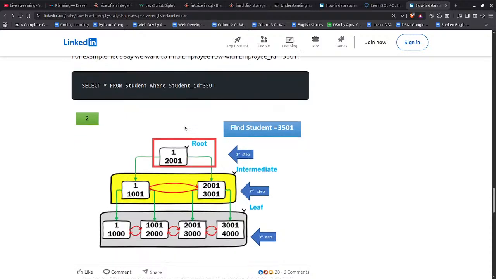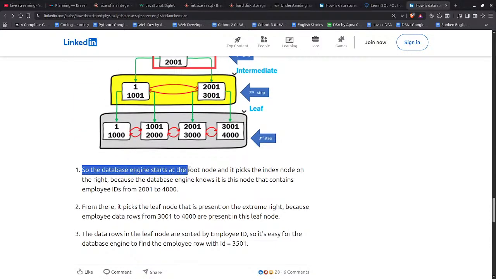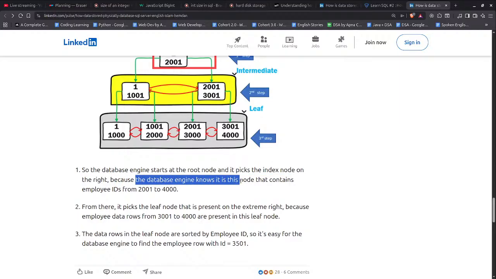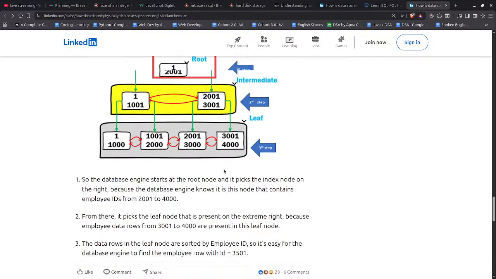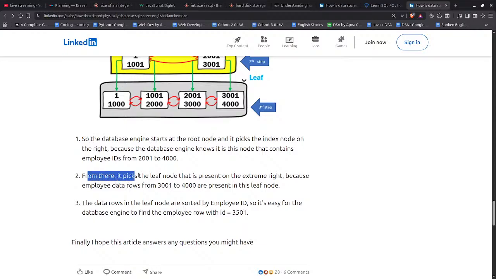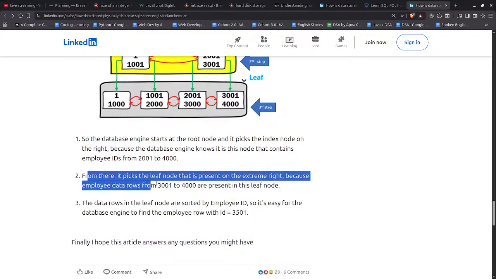So let's have an example here. The database engine starts at the root node and picks the index node on the right. It picks the right because the database engine knows it is this node that contains employee id from 2001 to 4000, right? So this particular range. From there it picks the leaf node that is present on the extreme right, because the employee rows from 3001 to 4000 are present in this leaf node.